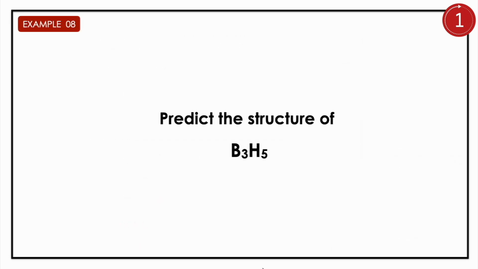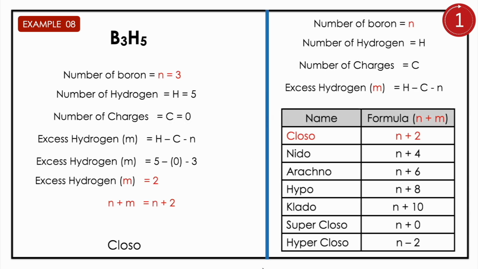Then the next example, here B3H5 is given. You should find the structure using Wade's rule. Here the given compound is B3H5, a simple borane. We will go by the basics. Here the number of borons is 3, so N equals 3. Number of hydrogens is 5, so H is 5. Charge is 0, so C is 0.